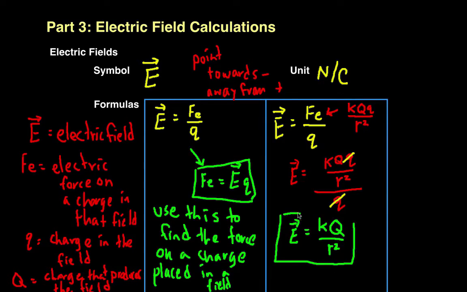This formula is very useful to determine the magnitude of the field at a particular point in space. R refers to the distance from Q in this case. Now remember that this formula will only give you the magnitude. You need to determine the direction yourself, remembering that direction is always towards negative and away from positive.